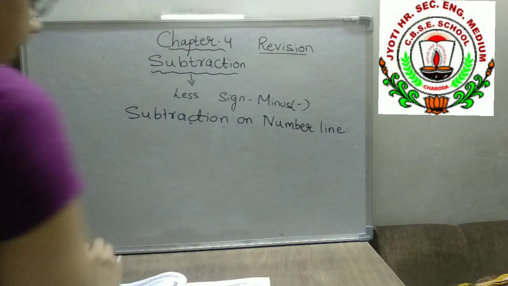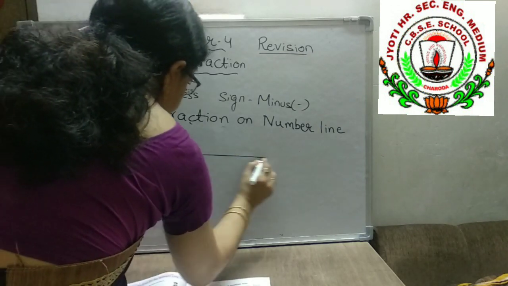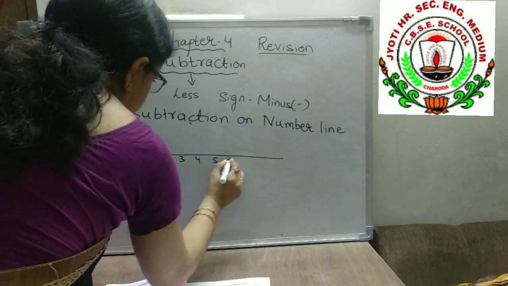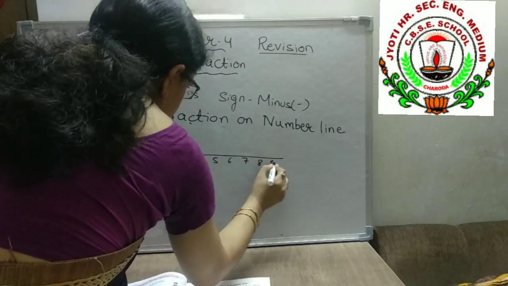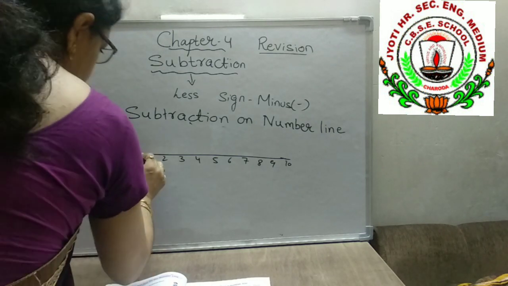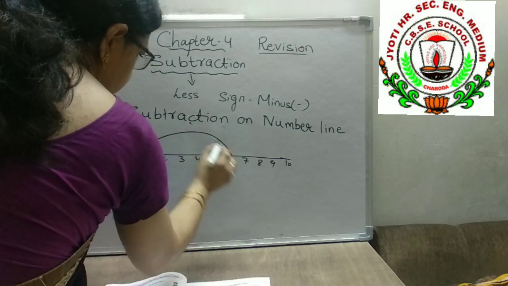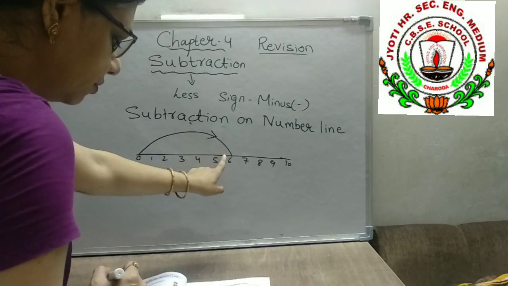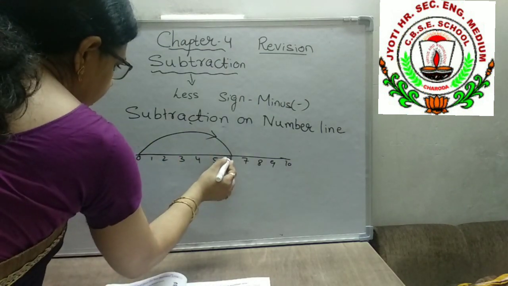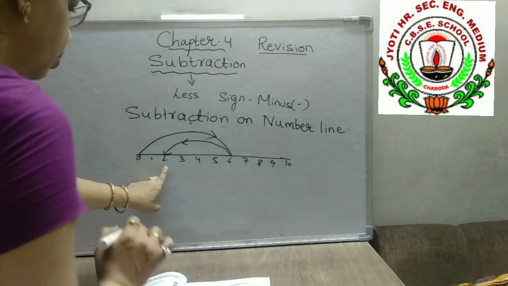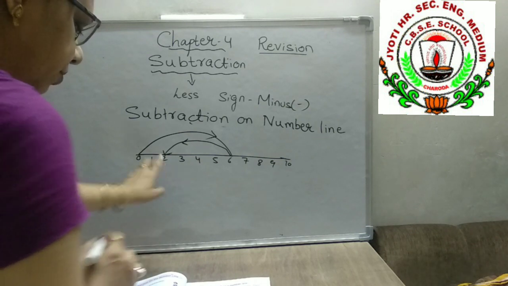Let us take one more example. It will be clear to you. 0, 1, 2, 3, 4, 5, 6, 7, 8, 9, 10. This is a number line. Suppose from 0 I have jumped to 6. Where I have jumped, I have shown the arrow. I have jumped to 6. Returning, I have come back and I am at 2.